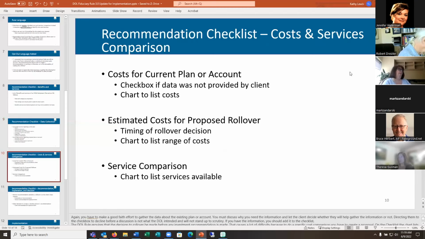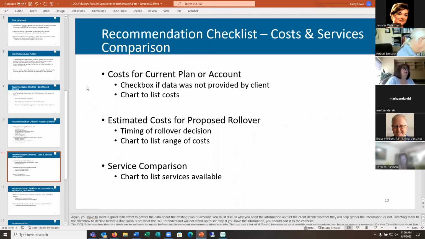So now you have to get down to the comparison. In the cost comparison section, there will be a checkbox that says client did not provide the information. And there's also a place where you can list the costs in a chart. The second section is estimated costs for the proposed rollover. And there is also a chart there to list the range of costs.